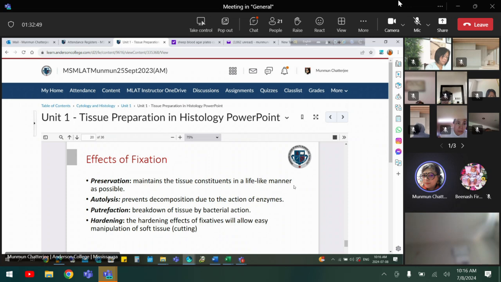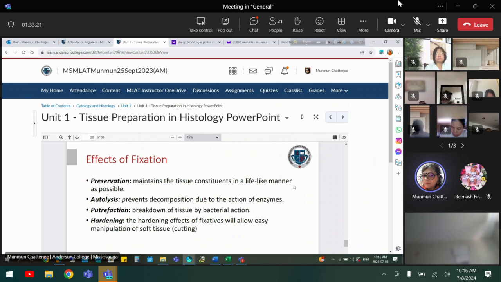Hardening. The hardening effect of fixative will allow easy manipulation of soft tissue. The tissue is very soft, so you cannot cut it. You have to make the tissue a little bit hard with the fixative so that you can cut it with a very, very fine knife or blade. All these steps are important for fixation.